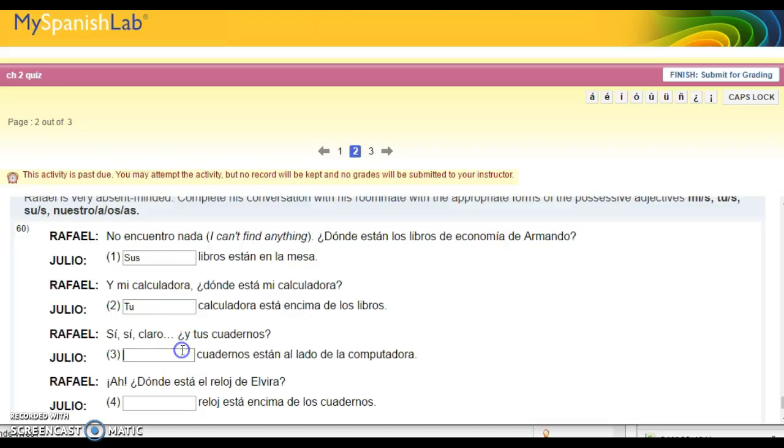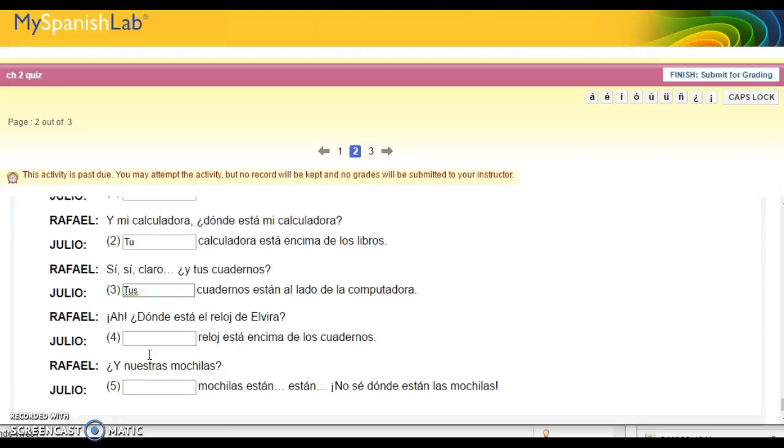And the notebooks, tus cuadernos están al lado de la computadora. Your notebooks are next to the computer. And here it's tus because cuadernos is plural. So calculadora is singular, so the tu is going to be the singular form of tu. Cuadernos is plural, so the plural form, and that's tus.